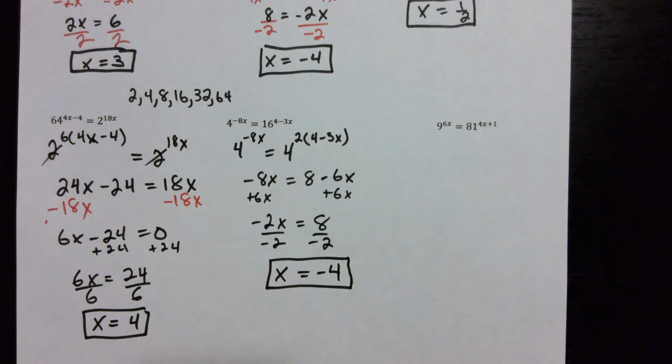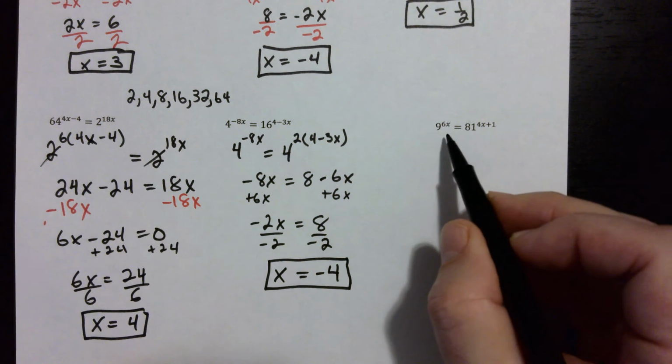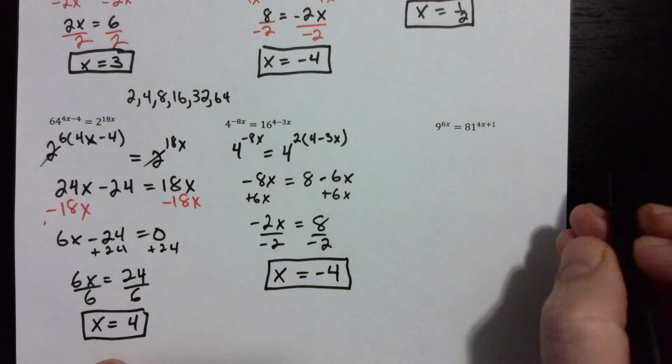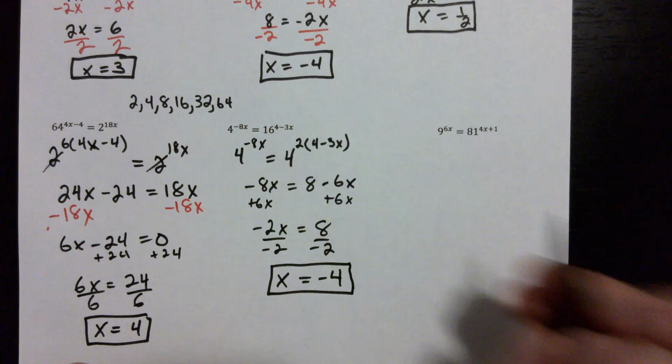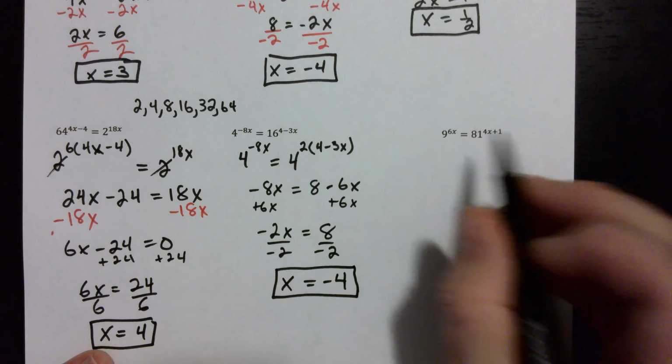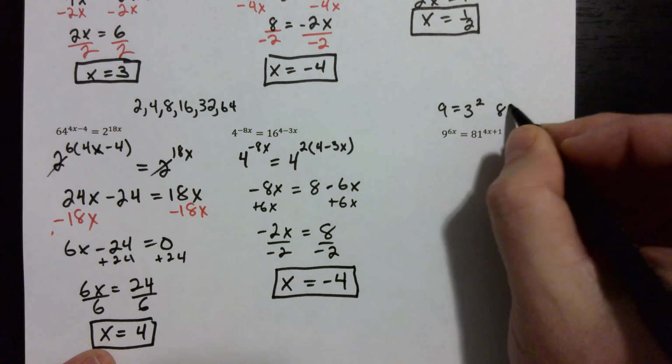Okay, last one. We've got 9 and 81. We could use 9. 9 squared is the same thing as 81. That would be the easiest way. I'm going to do it a different way this time, just to show that it can be done a different way. I'm going to make them both powers of 3. So I know that 9 is equal to 3 squared, and I know that 81 is equal to 3 to the 4th.